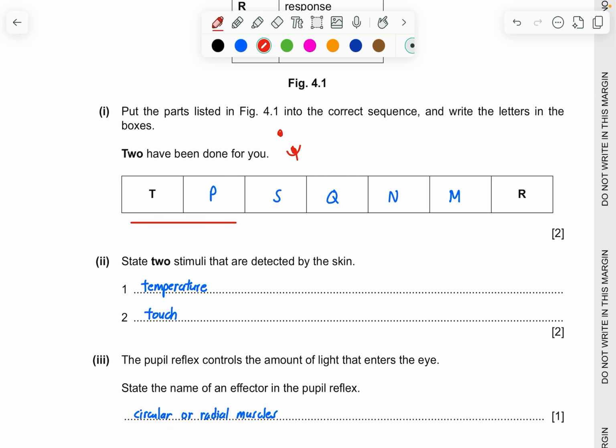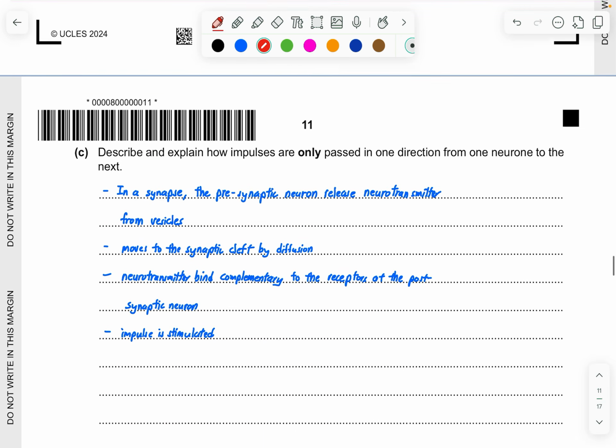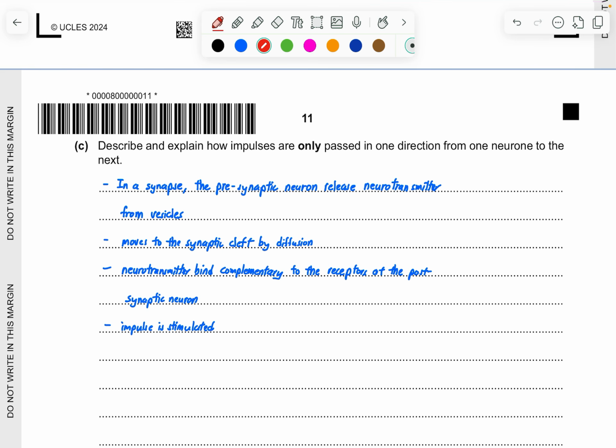And next, state 2 stimuli that are detected by the skin. So we have temperature, touch, or pressure. And part 3, the pupil reflex controls the amount of light that enters the eye. State the name of an effector in the pupil reflex. When they ask for an effector, they ask for the name of the muscle that conducts this pupil reflex. It could be the circular or the radial muscles. They either help you to constrict the pupils or help to dilate the pupils. This depends.